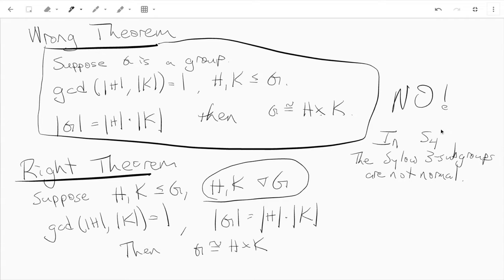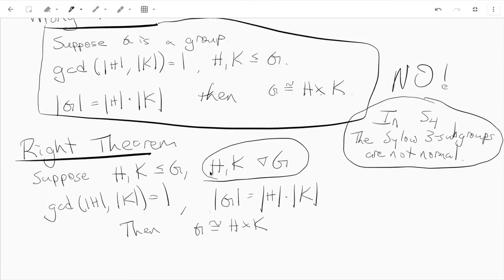So it turns out this fact means that even though in S4 you have a group of order 8 and a group of order 3 satisfying all the conditions that I've written down here, it's not true that G is isomorphic to the direct product of the Sylow 2 subgroup and the Sylow 3 subgroup. So let's try and correct ourselves. We need to assume all the same assumptions, but we also need to assume that both H and K are normal in G.